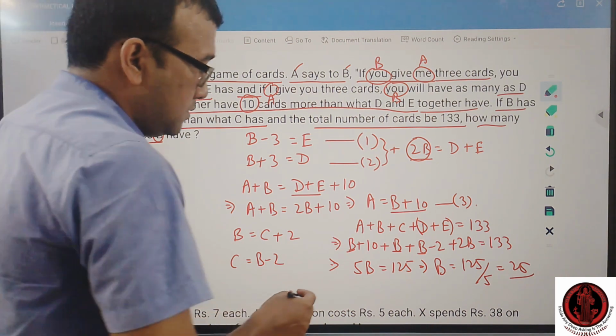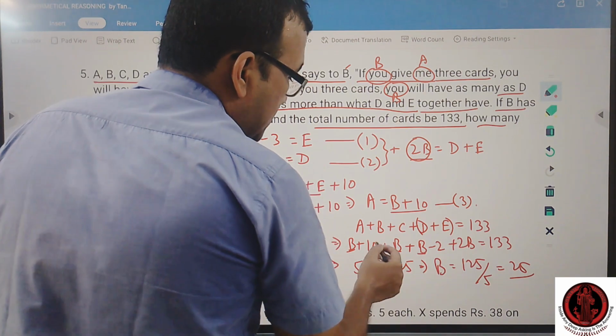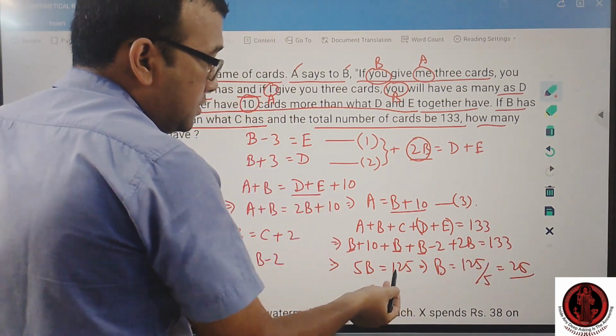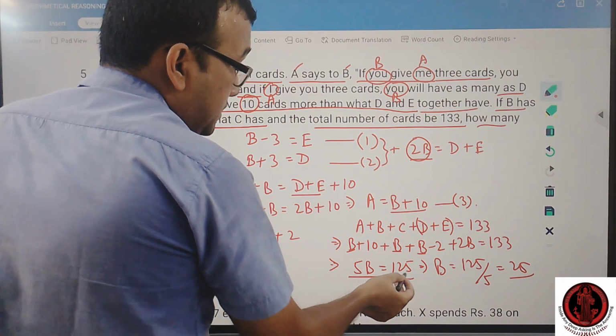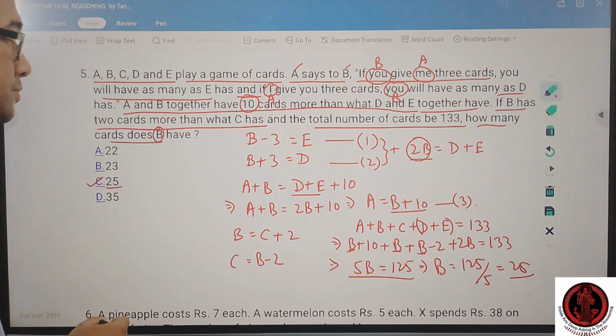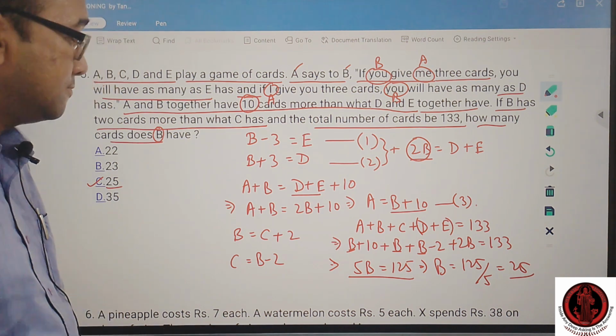Just solve. 5B equals 133 minus 10, 123. This minus 2 is plus 2. 123 plus 2 is 125. So B is 125 by 5. So the answer is 20. Option C is the answer.